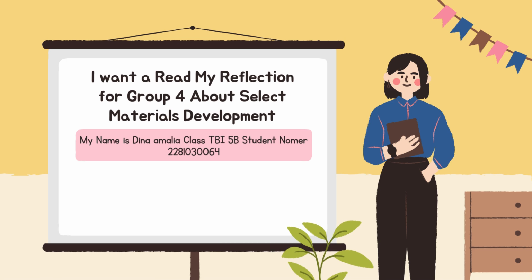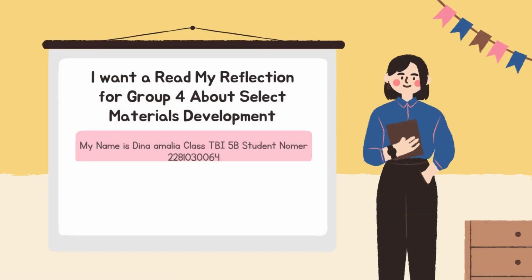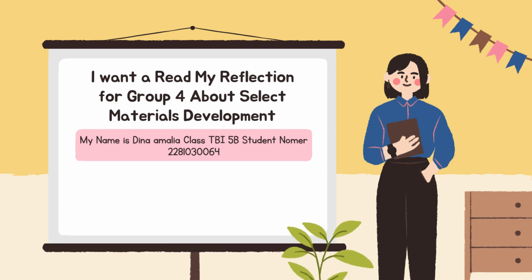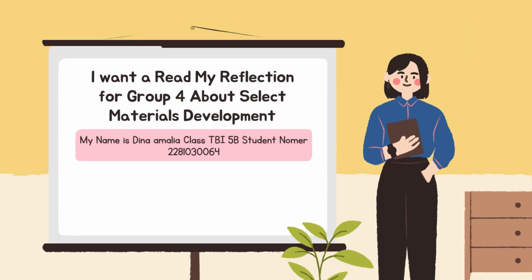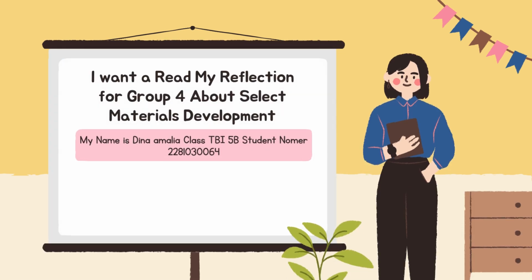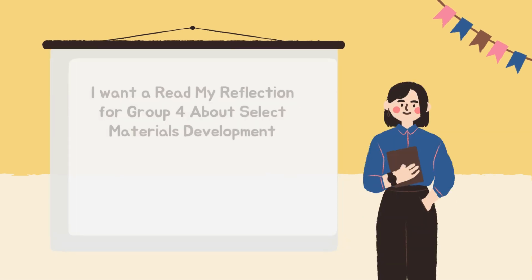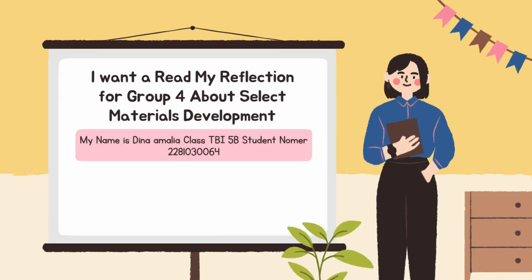Conclusion. In materials development, selection, gradation, adaptation, and adoption are key processes that enhance language learning. Selection involves choosing materials that align with learners' needs, cultural backgrounds, and curriculum goals, while gradation ensures that materials progress from simple to complex in a structured way.